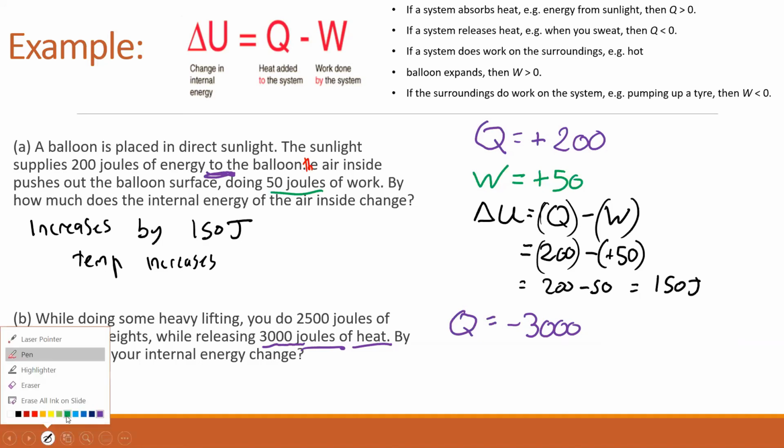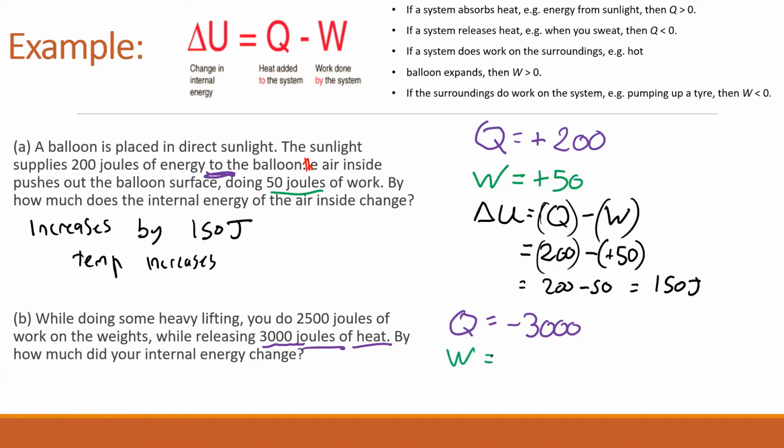Next is W, work. Can I get someone to tell me how much work we are losing or gaining? Is it positive or negative? Are we doing work or is work being done on us? So I want you guys to tell me, what is W? We're doing work. That's correct. If we're doing the work, it's positive. Thomas is saying 2,500. Yeah, we're doing the work, so it's positive. Remember, the balloon was pushing against the atmosphere. That makes it positive.